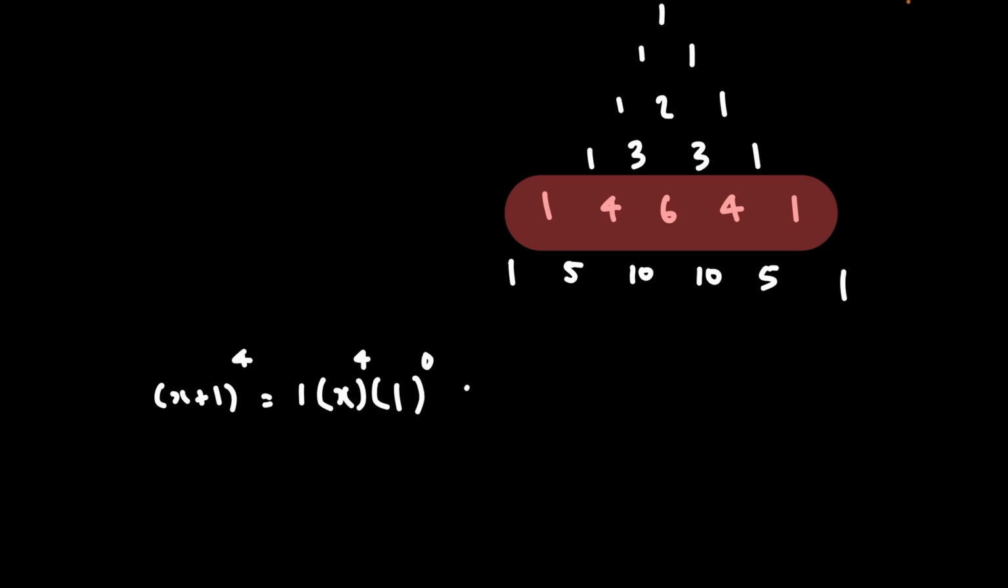Let's keep going. The second term will have a coefficient of 4, and we can draw our 2 brackets once again. And the rule is kind of simple. Okay, so x and 1, those are 2 terms.